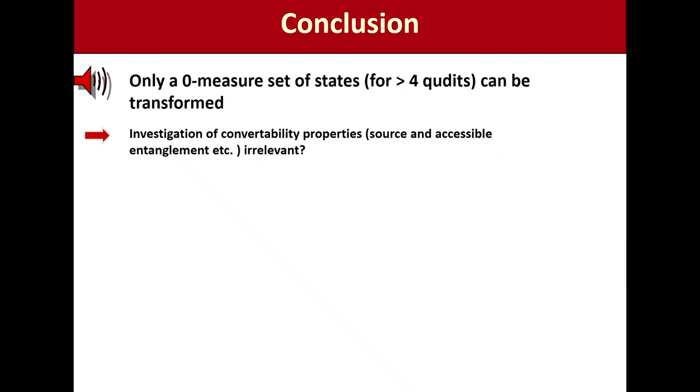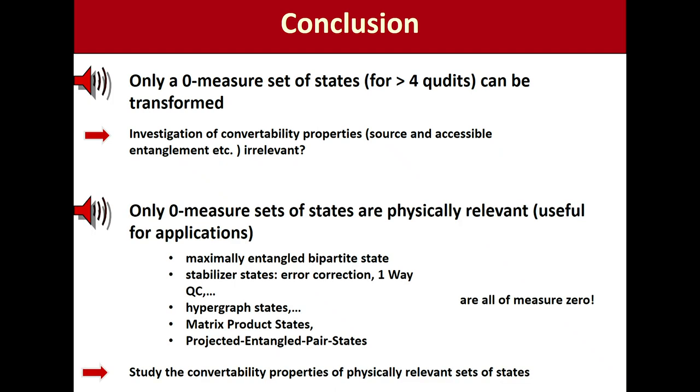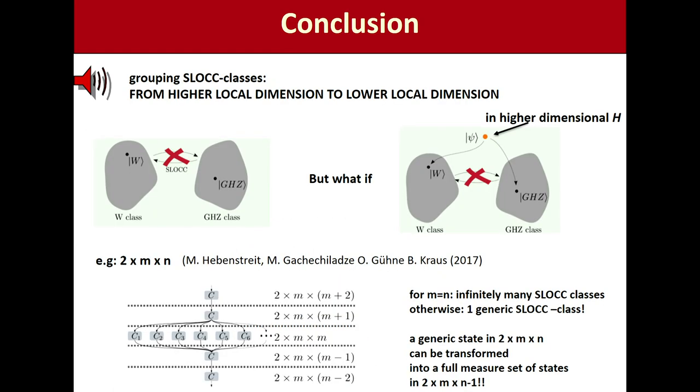Now you might wonder, okay, but then it doesn't make sense to study that at all, right? If only a zero-measure set of states allows it, and generically I cannot do anything, what's the point in studying that further? Well, I see it differently, because if you look at all the sets of states that have been identified as physically relevant, be it maximal entangled states, stabilizer states, hypergraph states, matrix product states, projected entangled pair states, whatever, they are all of measure zero. So what is interesting now is to study the convertibility properties of those physically relevant states, which are all of measure zero. This fits very nicely with the fact that the states convertible via LOCC are also of measure zero.